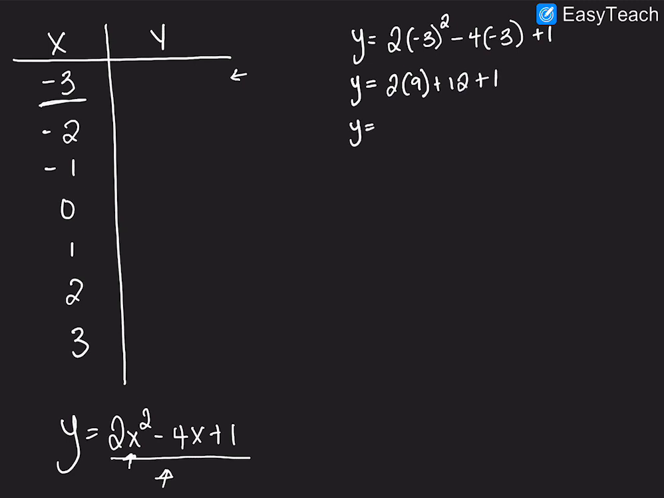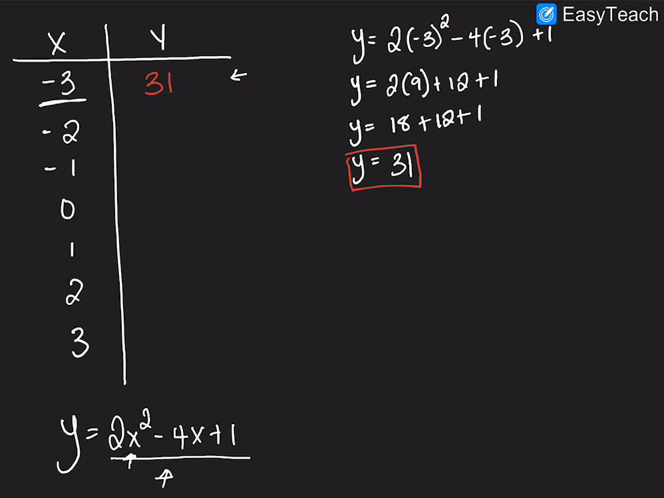y is going to equal 2 times 9, which is 18, plus 12, plus 1. y is going to equal 31. So here, when x is equal to -3, y will be equal to 31. Actually, I'm going to use a different color for that. y will be equal to 31.